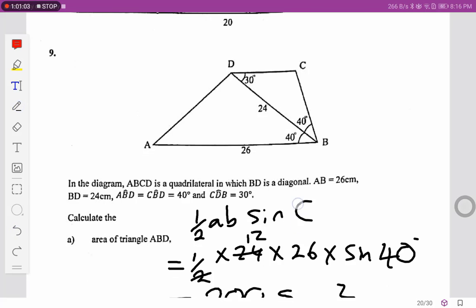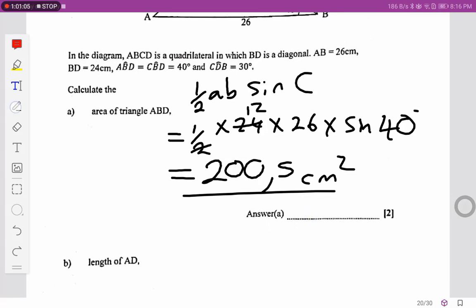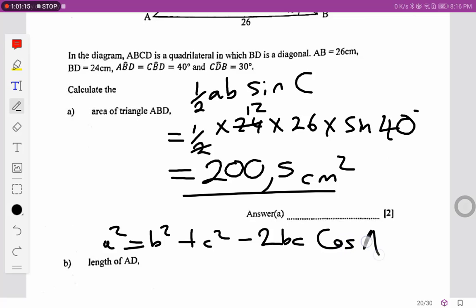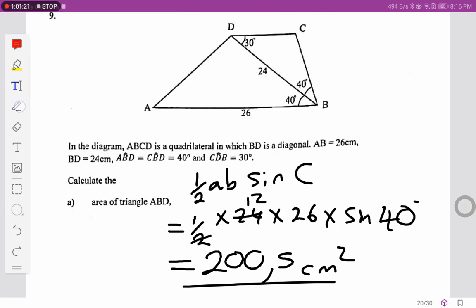Let's use the cosine rule. The cosine rule says a squared is equal to b squared plus c squared minus 2bc cos A. So our A is the 40 degrees there. This is going to be my a, this is my b, and this is my c. Let's use that information.